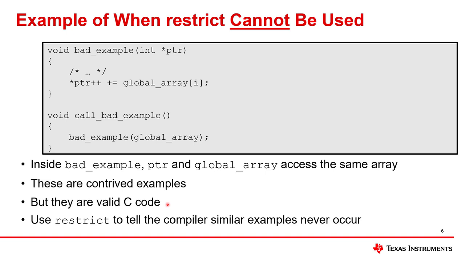And therefore, by default, the compiler has to take the pessimistic assumption that this could be going on, and therefore pointer and global array could be pointing into the same place, and it's got to generate code that takes that into account, okay? And as you've seen, that can cause your performance to be completely terrible. The way you avoid the whole situation is, one, not actually doing these contrived examples, and in addition, use the restrict keyword to tell the compiler examples like this never occur in this program.